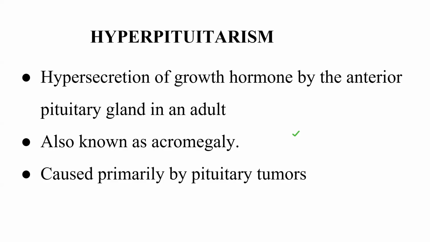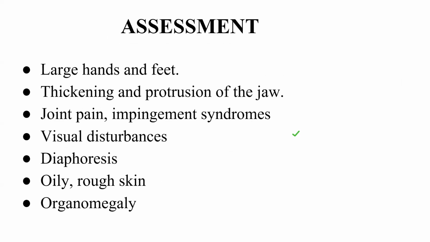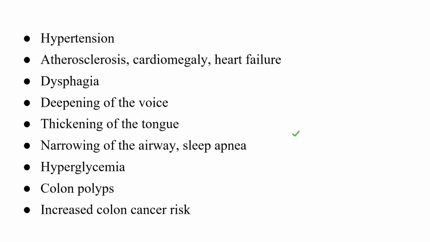So the major cause, the primary cause of hyperpituitarism, is what? Pituitary tumors, majorly because of tumor. So assessment, what are those things? You have patients coming with very large hands and feet. There's thickening and protrusion of the jaw. Their jaws are always thick and protruded. There could also be joint pain. There could also be visual disturbance, diaphoresis, that is excessive sweating, oily rough skin, and organomegaly. That is, they have all their body organs in large states, including their spleen.